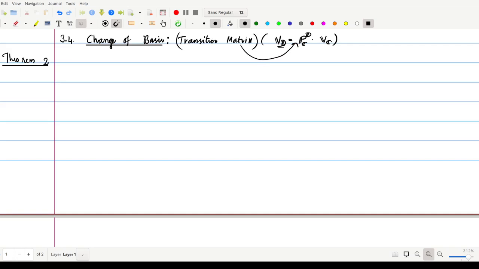So this will transform the coordinates of v relative to C to D. So from C to D, this is the justification of the notation. This matrix will change the coordinates of a particular vector v relative to C to the basis D. Now in this class we will discuss, so please note this definition, the transition matrix.